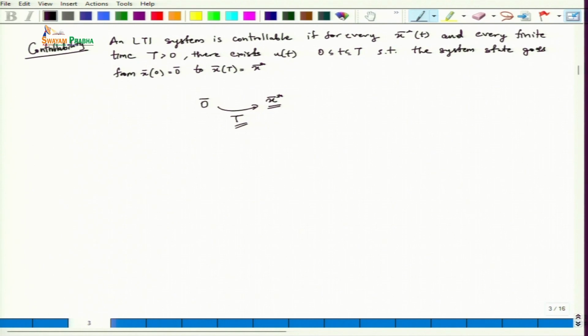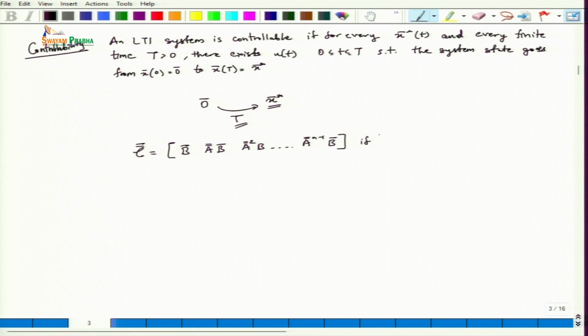And the best way to determine whether an LTI system is controllable or not is to formulate the controllability matrix, which is given by B, AB, A squared B, and so on, till A to the power n minus 1 B. So this is the controllability matrix.